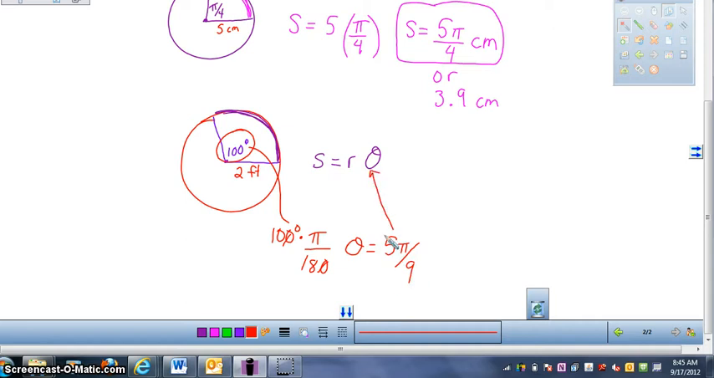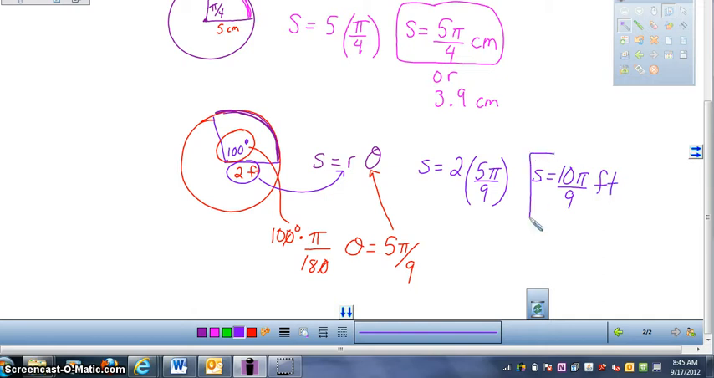Plug that in. And I also plug in R, which was 2 feet. So I plug that in. So S equals 2 times 5 pi over 9. So my arc length is 10 pi over 9 feet. And like I said, I leave mine like that. If you want to put those extra steps in to figure that out exact to the decimal place, this is the exact answer. If you want the decimal, you can do that.